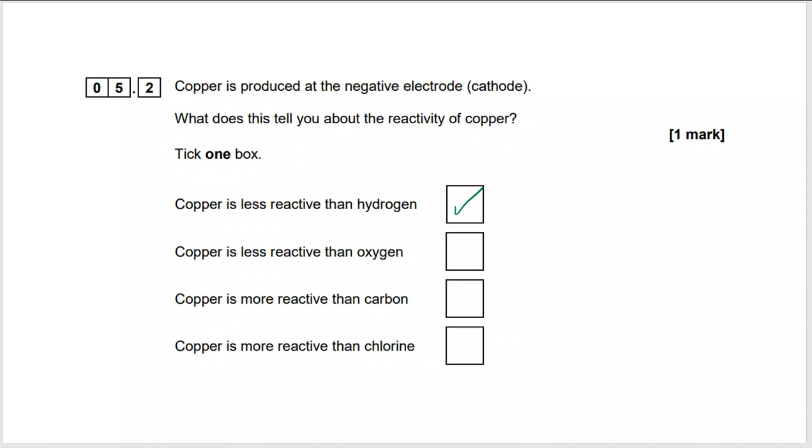It's one of the reasons that hydrogen is in the reactivity series when you learn it. Anything that's higher than hydrogen in the reactivity series, instead of the metal being produced at the cathode, hydrogen gas is. And you'll be familiar with that from your work on the electrolysis of brine, sodium chloride solution.